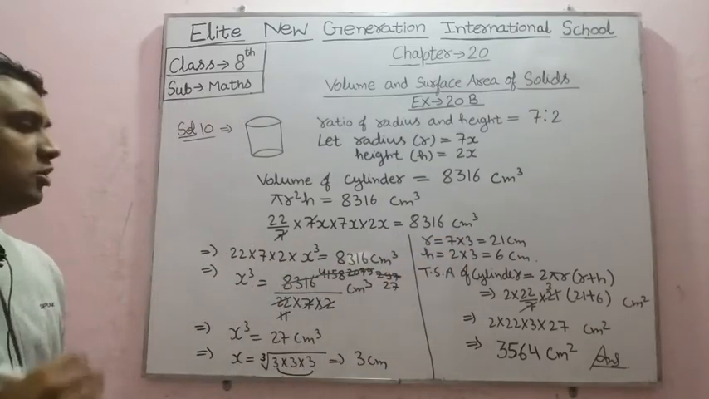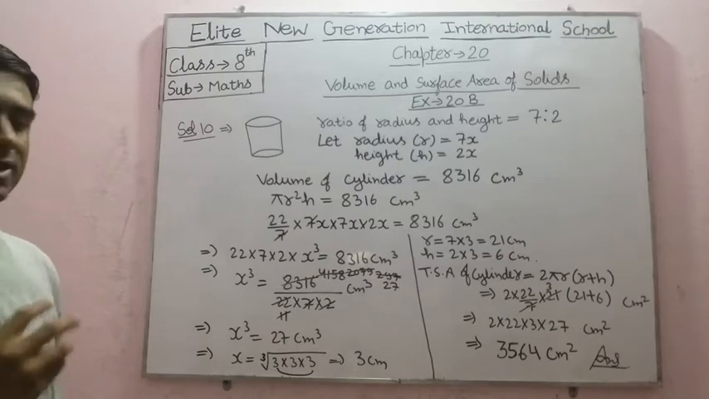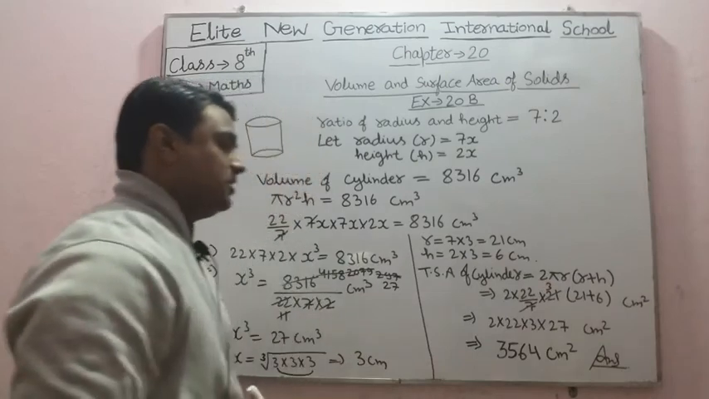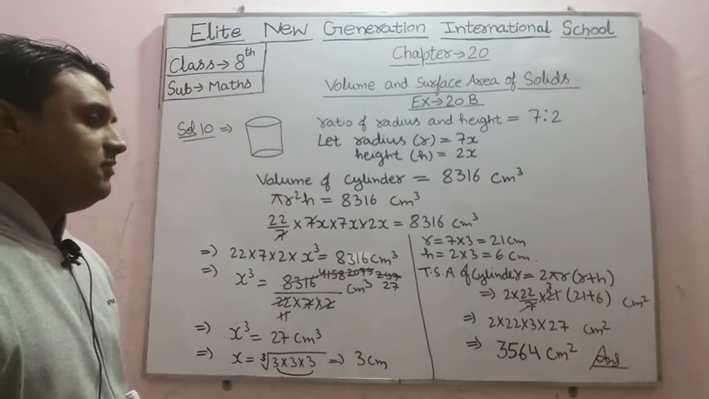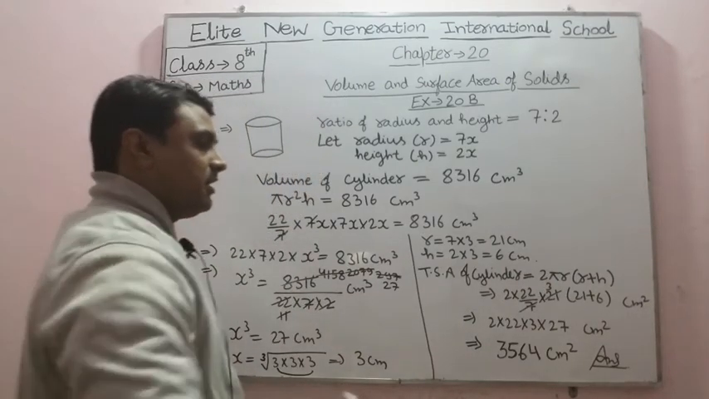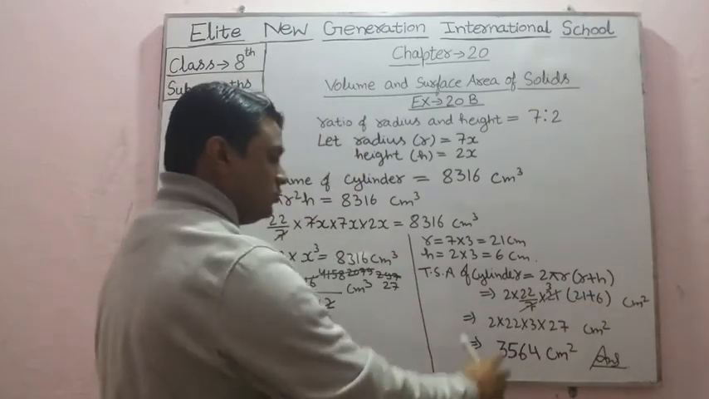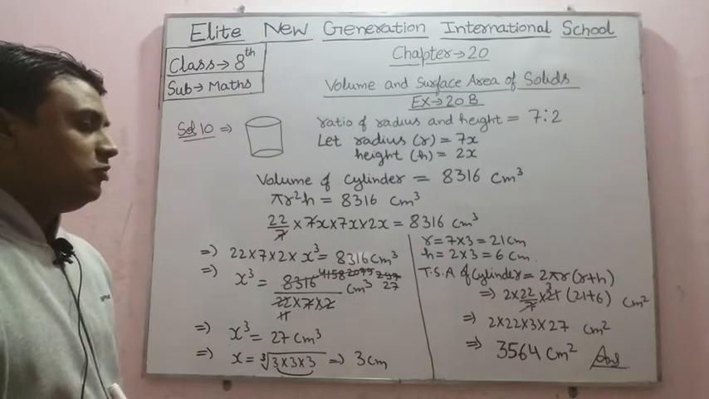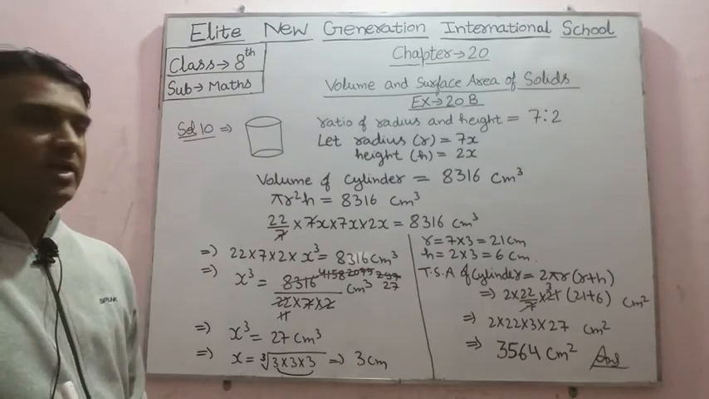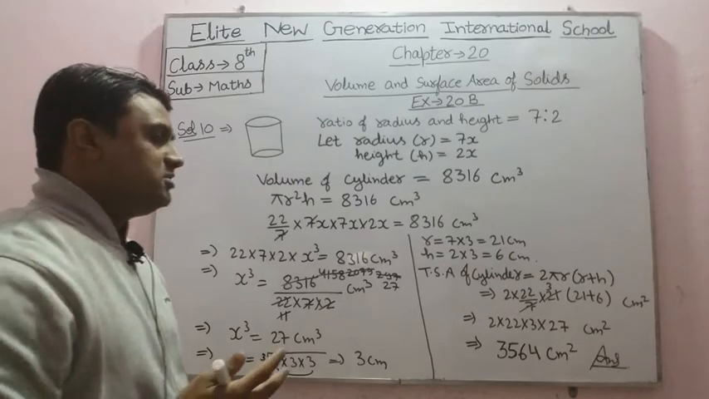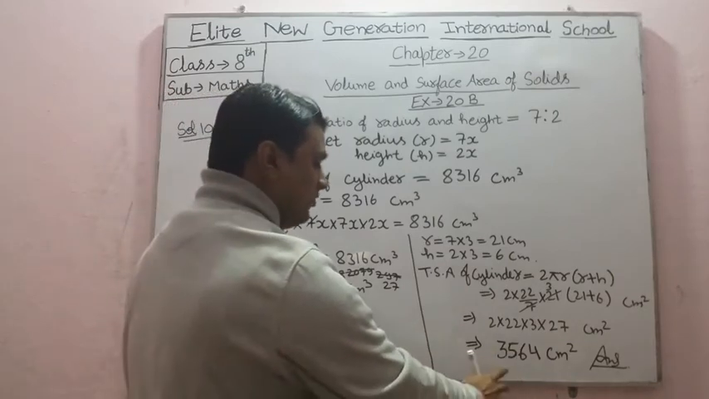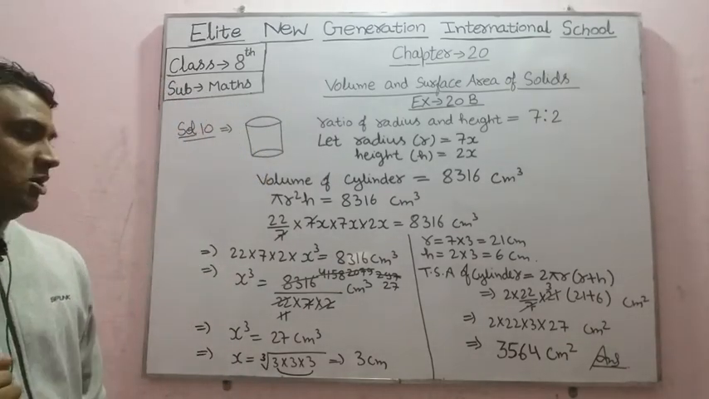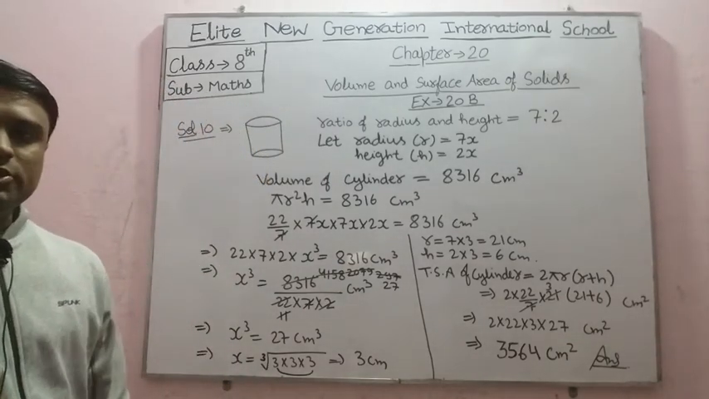So we can find the total surface area of the cylinder, and total surface area of a cylinder is given by 2 pi r into r plus h. So 2 into 22 upon 7 into 21, in bracket 21 plus 6. So 2 into 22, this 7 will cancel by this 21 three times. Now 2 into 22 into 3 into 27 centimeter square. So for its total surface area we can multiply. It will be 3564 centimeter square. So in this way you can do this question.